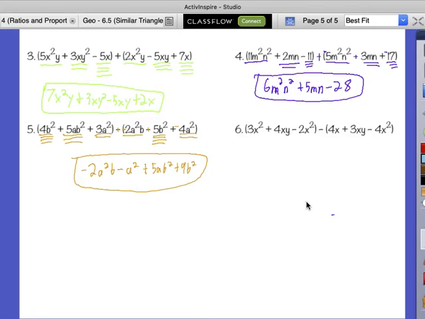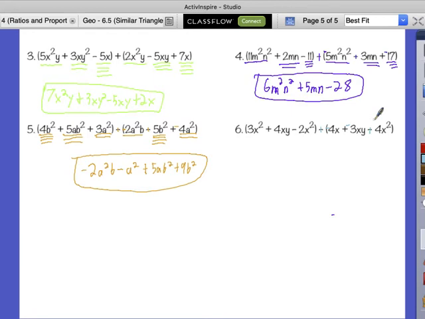First thing I notice is subtraction. What do I change that subtraction to? Addition. And I instantly change the sign of everything after it. Positive becomes a negative. Negative becomes a positive.